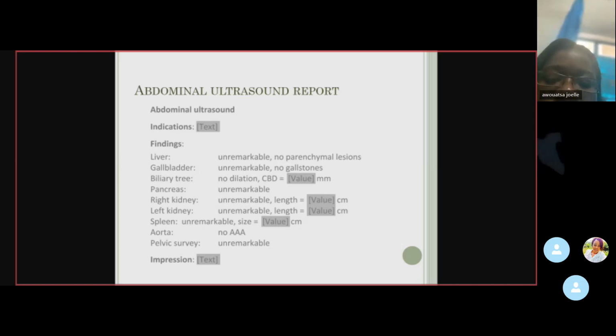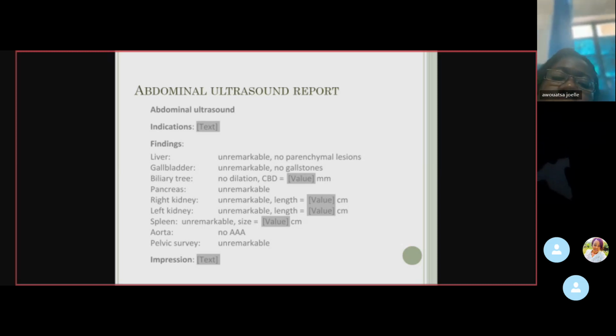So scanning of the liver, as I have told, we have to scan from transverse to longitudinal. Then measure the CBD, common bile duct, if present; we have to measure its diameter. Then we have to see the pancreas, if there is any mass in the pancreas or if the pancreas has contracted, then note it down.